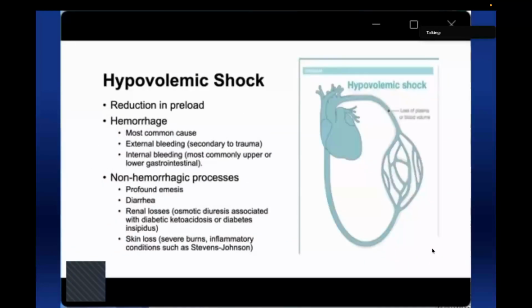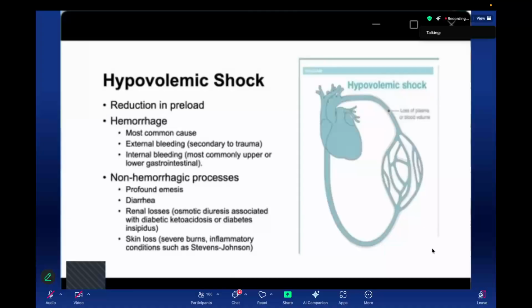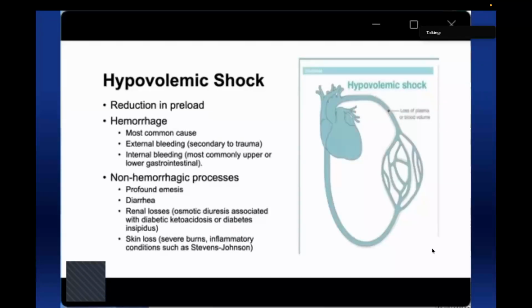Hypovolemic shock, there will be reduction in your preload. Hemorrhage is the most common cause. There will be external bleeding secondary to your trauma. Internal bleeding, most commonly from the upper or the lower gastrointestinal tracts. There is also non-hemorrhagic processes that can cause hypovolemic shock if you have profound emesis, diarrhea, renal losses like that of osmotic diuresis associated with diabetic ketoacidosis or your DI. Skin loss from severe burns, inflammatory conditions such as Stevens Johnson.